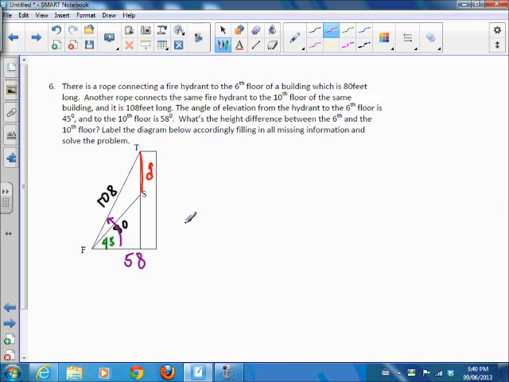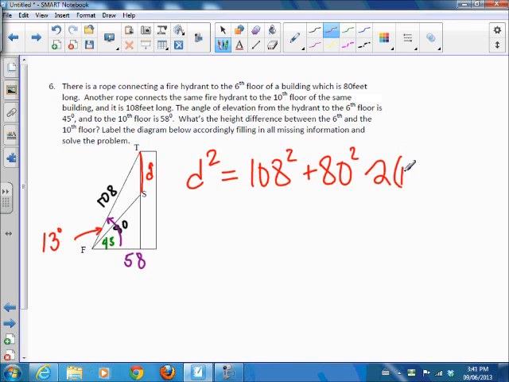Okay. Now to solve for this, I have these two sides of the triangle. It would be nice if I had this angle in here. Well, I can find that out by just taking 58 minus 45. So that's 13 degrees, right? And then I can solve for d using the cosine law because I don't have a ratio. So that means that d squared is going to be 108 squared plus 80 squared minus 2 times 108 times 80 times cosine 13. Okay?